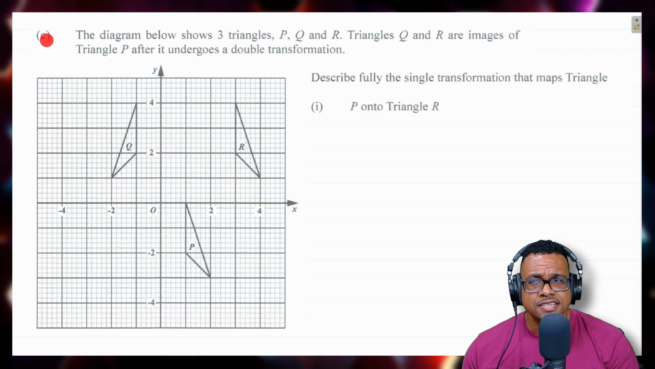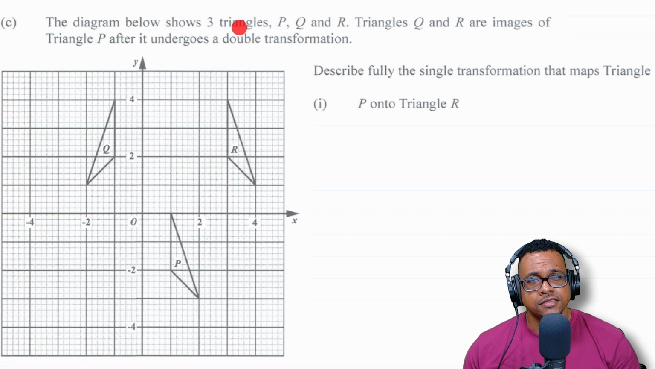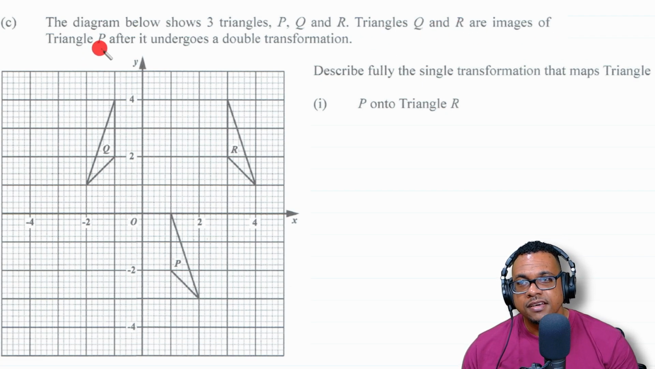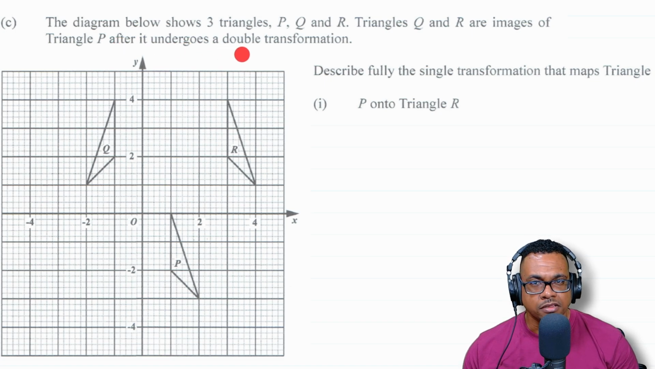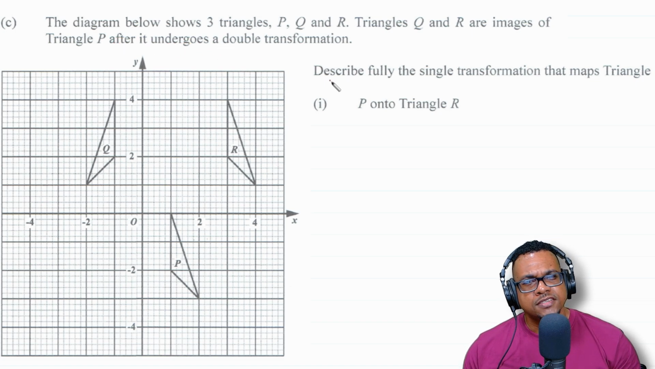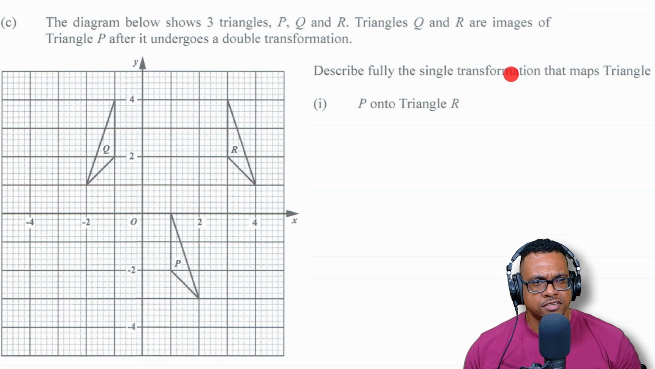So now moving on to part C, we have the diagram below shows 3 triangles, P, Q, and R. So here we have P, we have Q, and we have R. Triangles Q and R are images of triangle P. Therefore, triangle P is my original triangle, the object, and these two are images. Alright, so we have triangles Q and R are images of triangle P after it undergoes a double transformation. So here they want us to describe fully the single transformation that maps triangle P onto triangle R. So P is the object, R is the image.